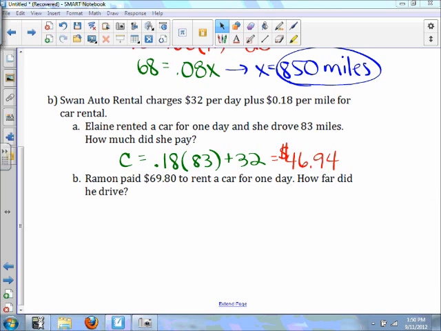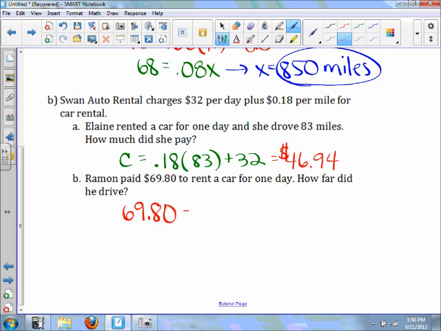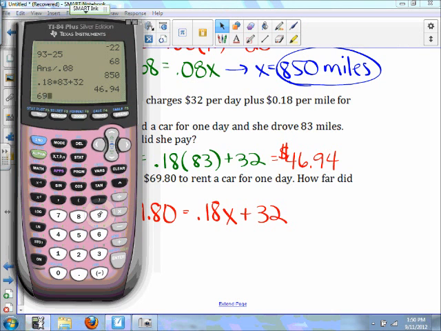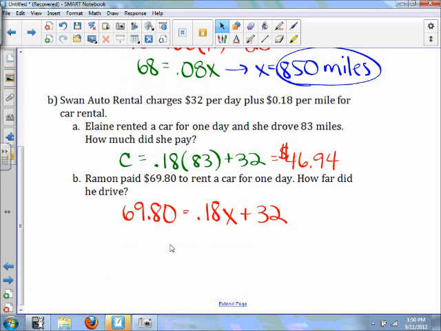Now in part B, it says Ramon paid $69.80 to rent a car for one day. How far did he drive? Well, the cost, $69.80. We go 0.18 times x plus 32. We're going to subtract $69.80 minus 32. We're going to divide that by 0.18. He drove 210 miles.